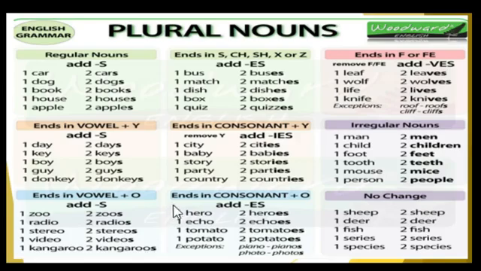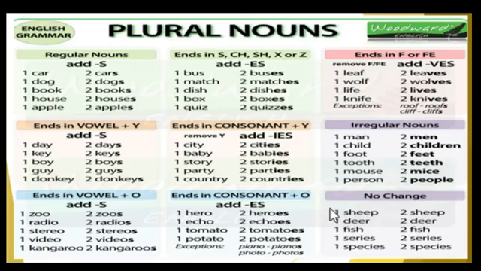How about nouns that end in consonant plus O? Just add ES. Example, hero, heroes, echo, echoes, tomato, tomatoes, potato, potatoes. And we have our exceptions. Like for example, piano, it will become pianos. Photo, it will become photos.